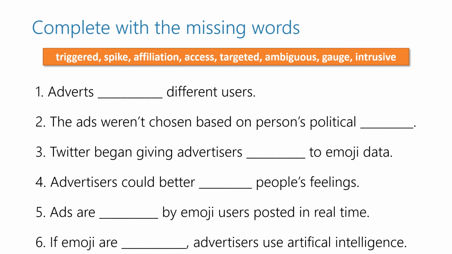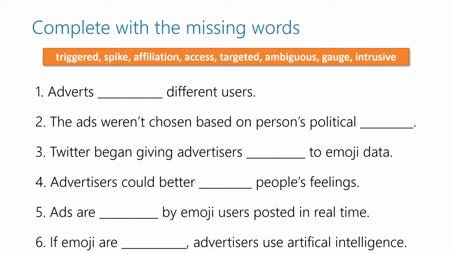First, let's see if you can complete the sentences with the missing words. All the sentences are from the video, as well as the words, and there are 2 extra words that you do not need. The words to choose from are triggered, spike, affiliation, access, targeted, ambiguous, gauge, and intrusive.